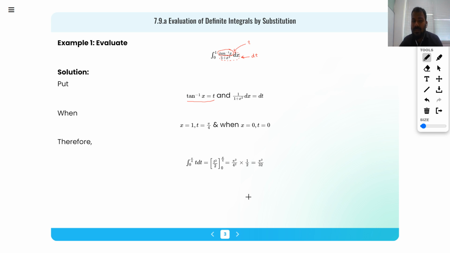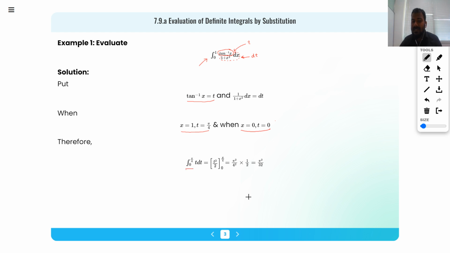So now when x equals 1 and x equals 0, what happens? When x equals 1, tan inverse 1 is pi by 4, so I can say t equals pi by 4. Next, when x equals 0, tan inverse 0 is 0, so t equals 0. Now if I substitute these values into the limits, 0 to 1 has become 0 to pi by 4.